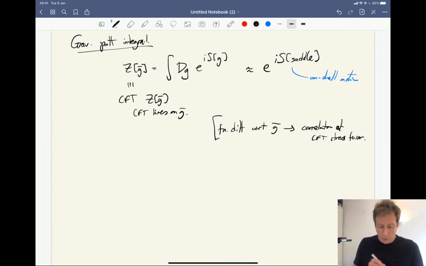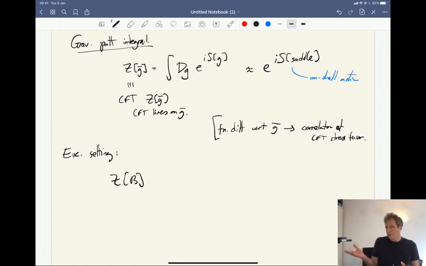Well, let's go to the Euclidean setting. And then actually we can think of this as, well, really it's a function of the Euclidean boundary metric, but we can think of it as being a functional of temperature, because in the boundary metric, we've got a compact Euclidean time, which we can think of as changing the size of, giving it size beta, and that's the inverse temperature. So in the Euclidean setting, this really is like a partition function.